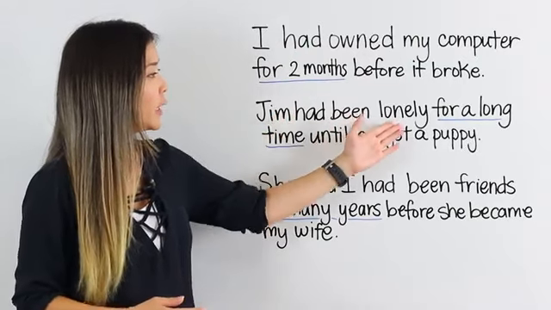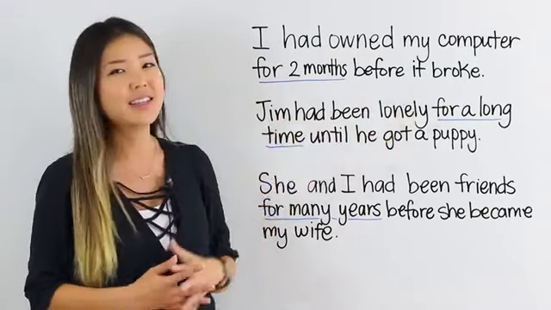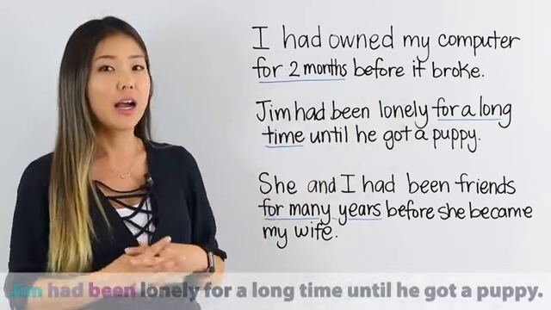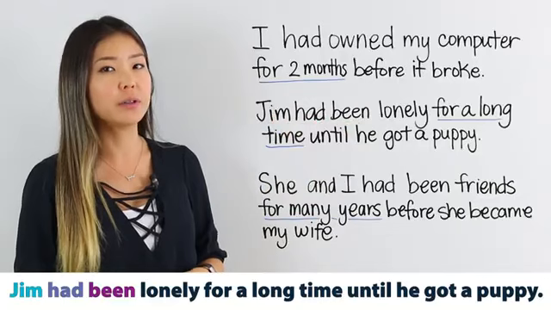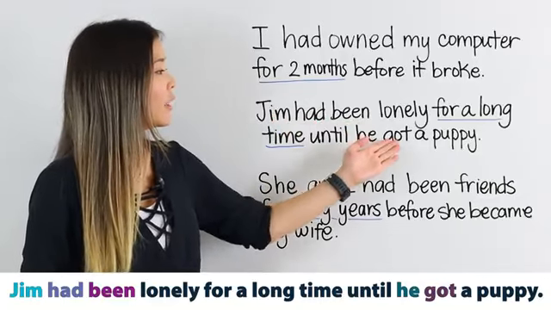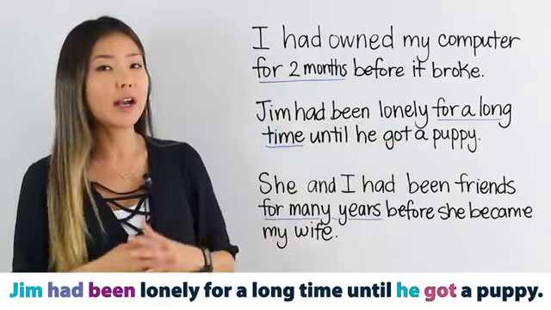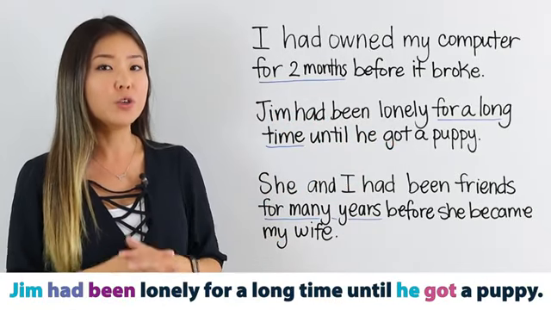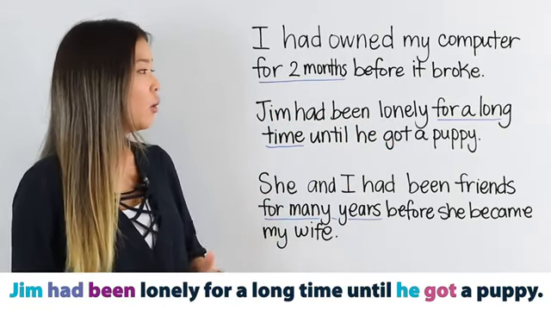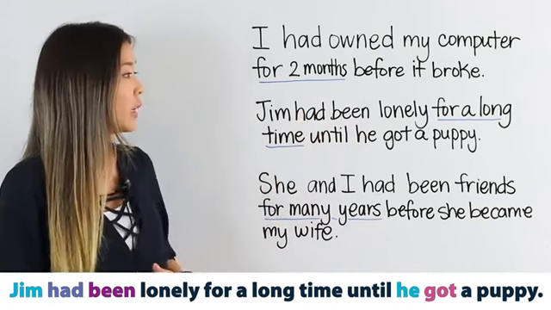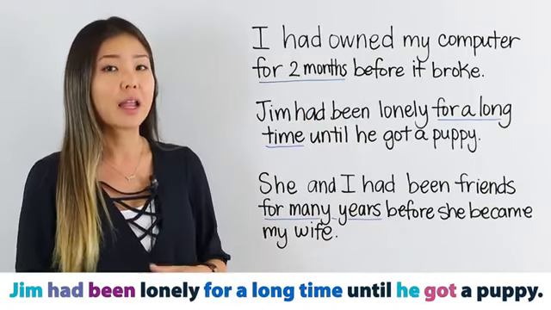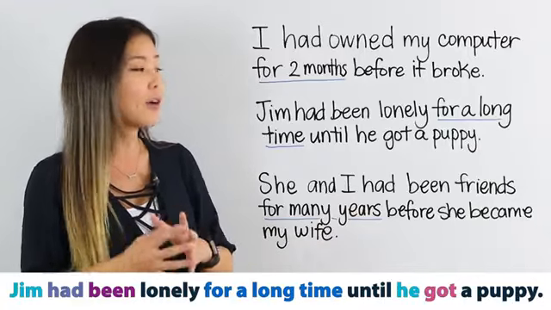Jim had been lonely for a long time until he got a puppy. Again, we have subject, had, past participle. And then we have the past simple. He got a puppy. All we're doing here is emphasizing how long the first action had been true. He had been lonely for a long time. That is until the later action.